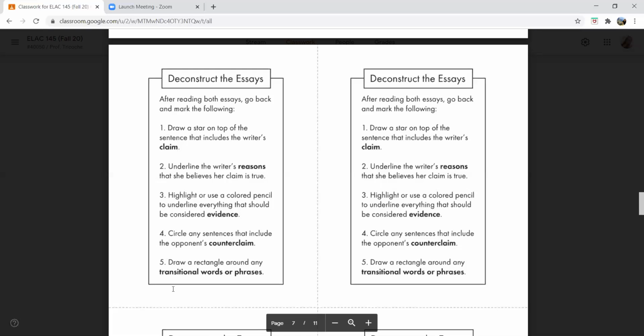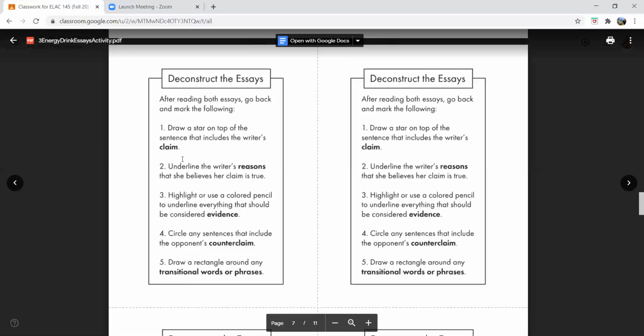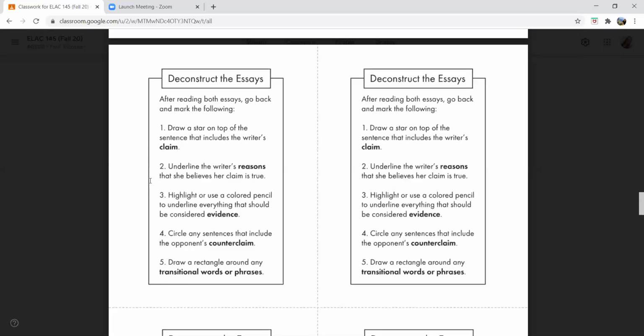Okay, so what's going on here? Well, this activity today, we're looking at a mentor text, these essays that are good examples, and we want to see the parts. We want to notice the parts of the argumentative essay. These parts are the claim, the reasons, the evidence, and the counterclaim.